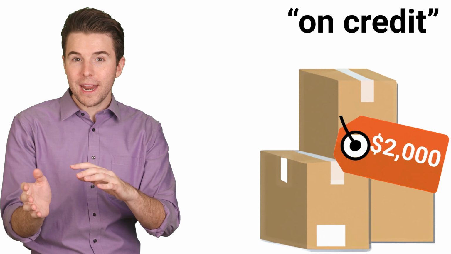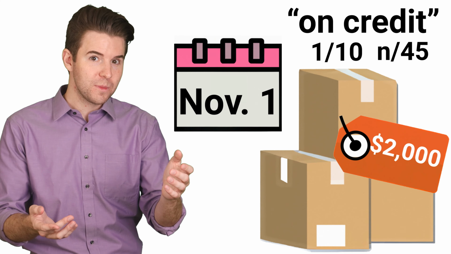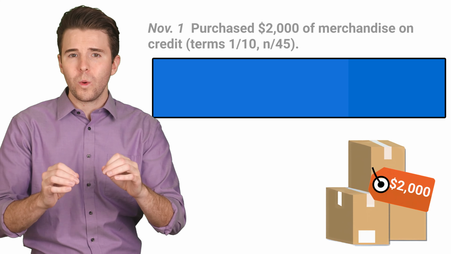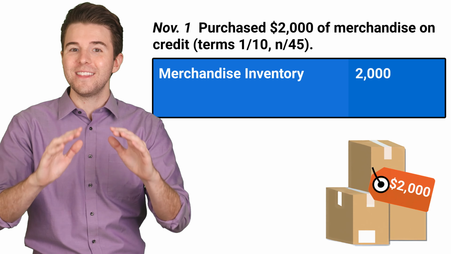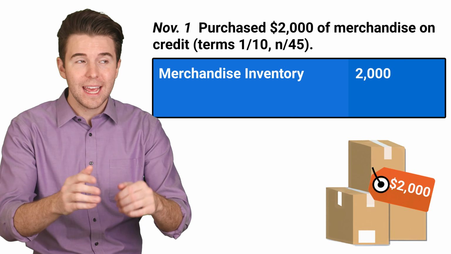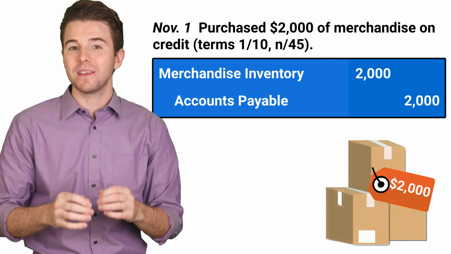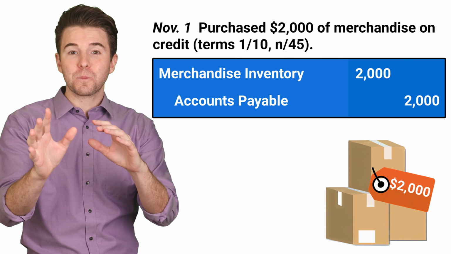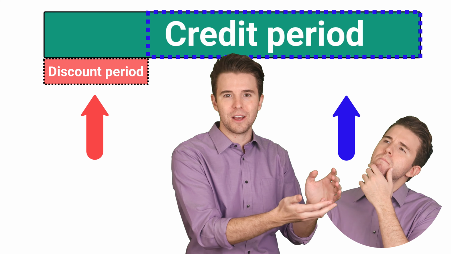So now for the moment you've all been waiting for, let's see how these discounts affect accounting for transactions. Let's say we purchased $2,000 of merchandise on credit on November 1st, terms 1/10 net 45. To record this transaction, we debit merchandise inventory for $2,000 to increase the asset account. And we credit accounts payable for $2,000 to increase the liability account. After this purchase, we can do one of two things: pay within the discount period or after the discount period.